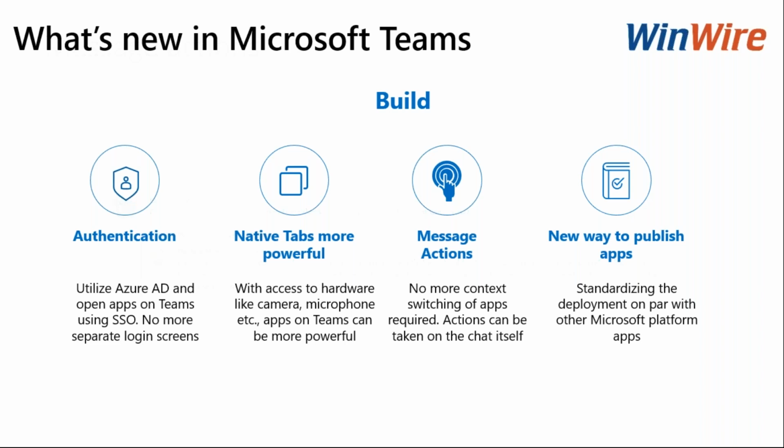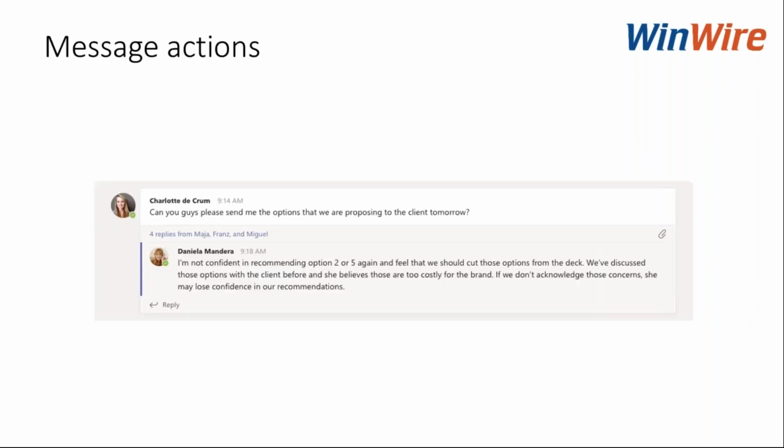So let's take a look at message apps, message actions. Message actions is nothing but, without changing the context, when we are having any conversation, say a project manager and a lead having a conversation about what they are going to propose in terms of the agile story or the user stories to the customer for the next sprint.